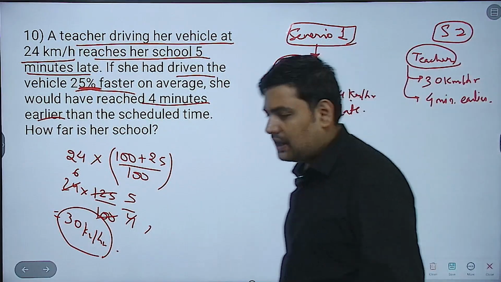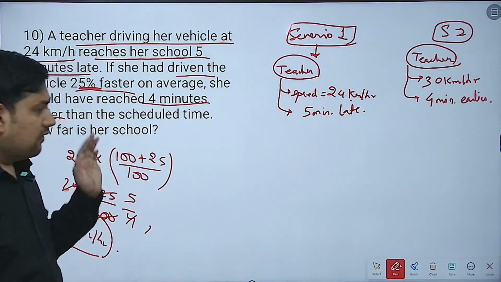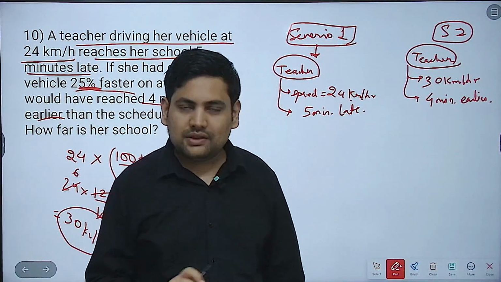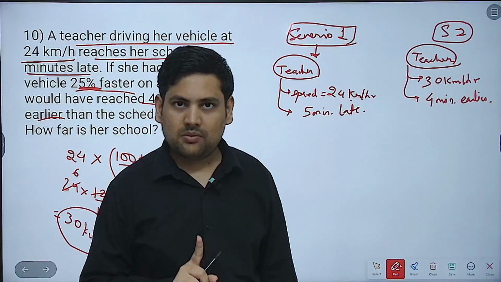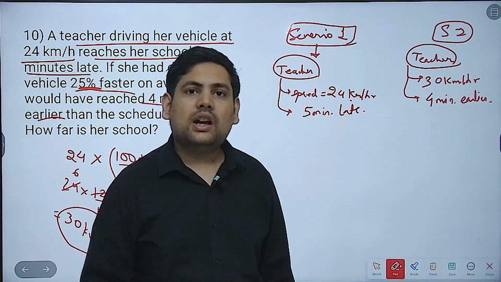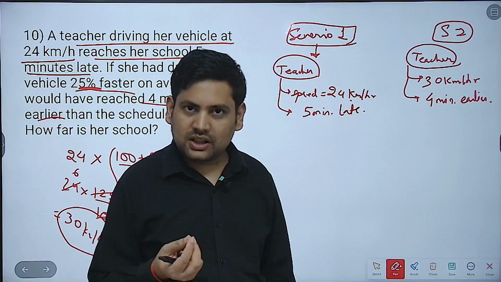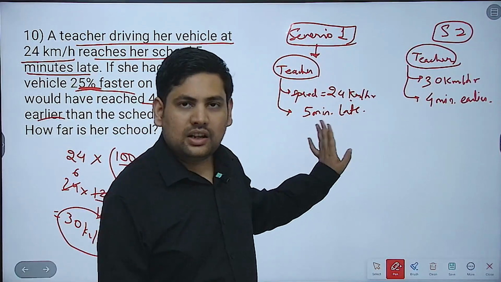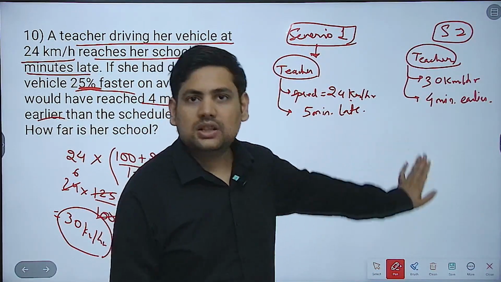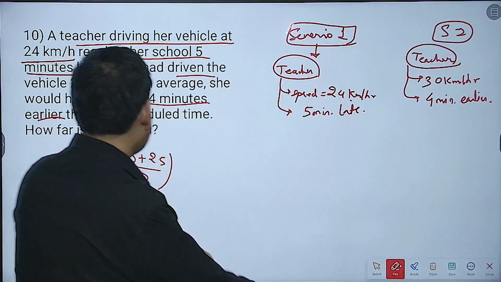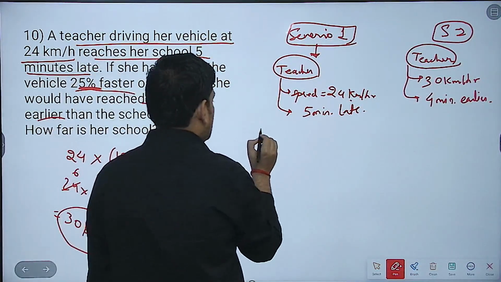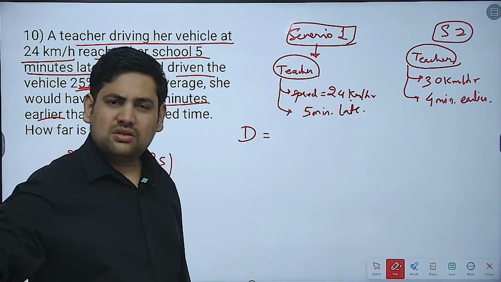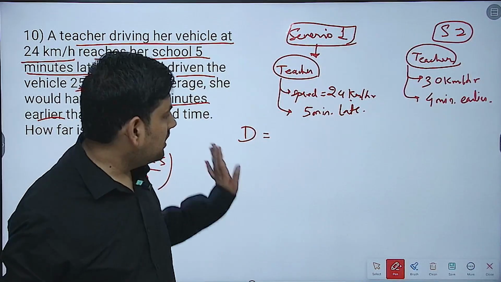Now understand, how many minutes a person is late or early is always calculated on the scheduled time. If he reaches early, that means he takes something less than the scheduled time, and if he is reaching late, then he is taking something more than the scheduled time. Now let's do this. In the first scenario, the teacher is going from her home to the office, that is the same distance always, so distance is constant.